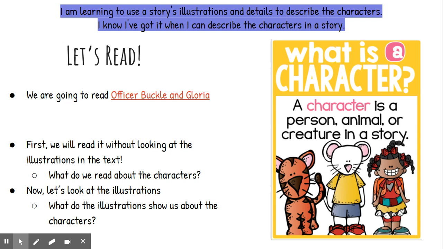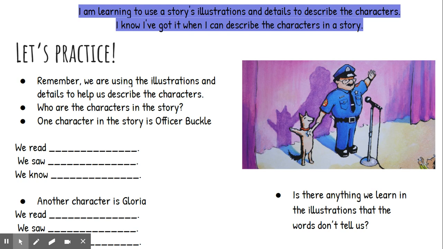Do your illustrations match the illustrations in the story? What do the illustrations show you about the characters? Are you surprised about the characters that you're seeing? What about Gloria? Was there anything the text didn't tell us that the illustrations show us about Gloria? So remember, we're using illustrations and details to help us describe the characters.